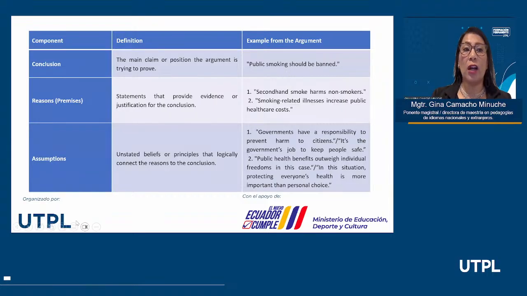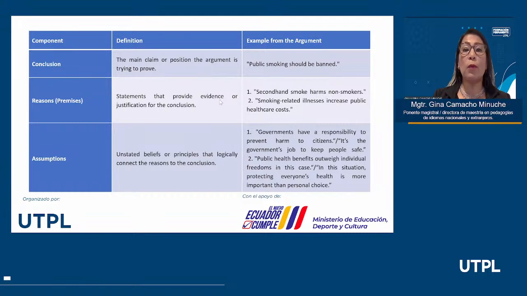Here we have another chart in which we have the component, the definition, and the example for an argument. The component is conclusion, right? So what's the definition? It is the claim, as I have already said. It is the main claim or position the argument is trying to prove. For example, public smoking should be banned. This is the conclusion. After students read about public smoking context, they are going to be able to deduce this conclusion. But they have to have reasons as well.